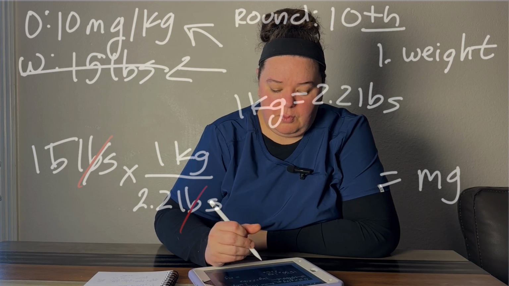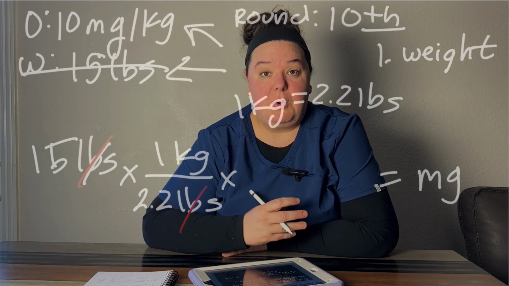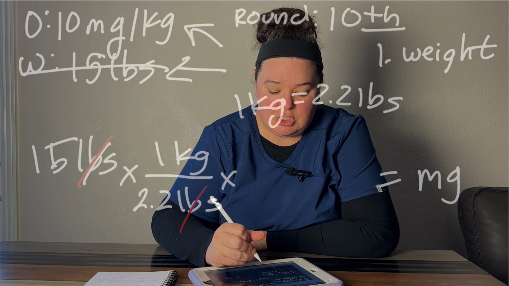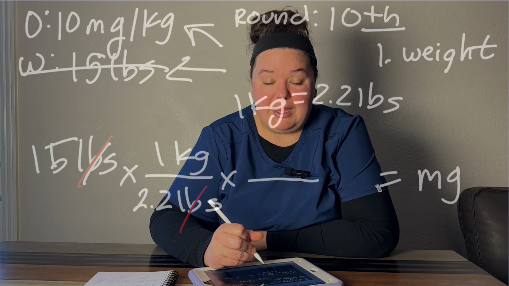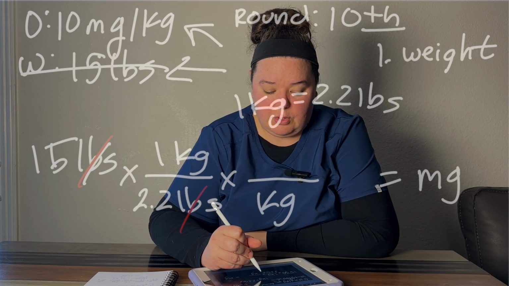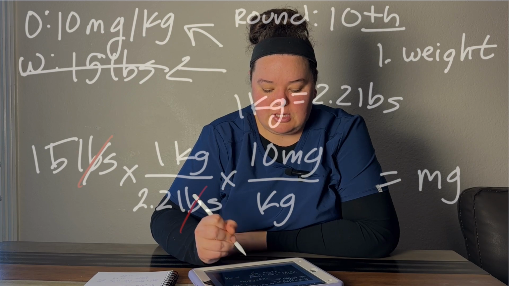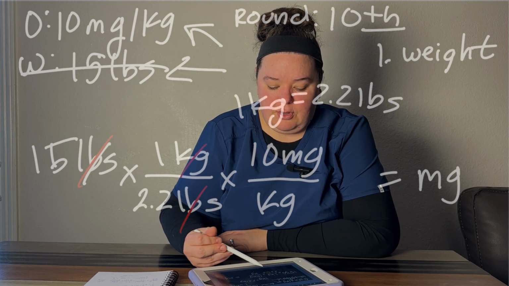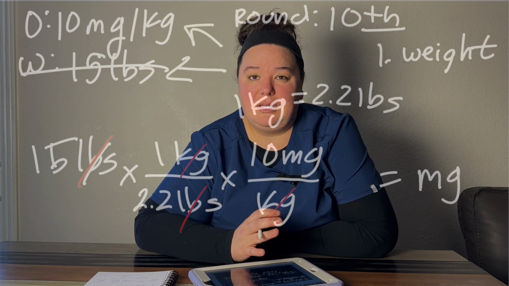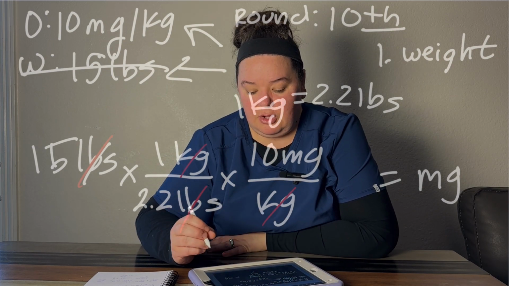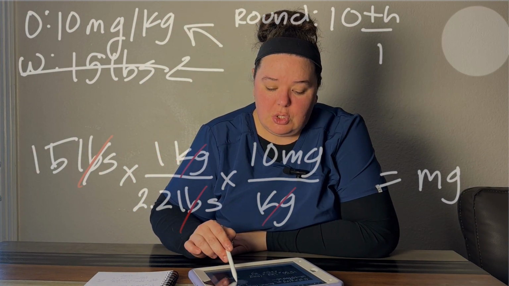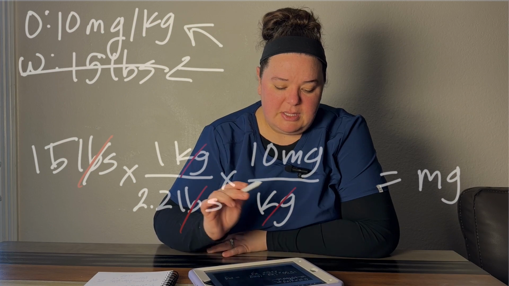And now we have kilograms on the left, but we want milligrams. And so now we can use our given information. We want kilograms to go away. So our kilogram needs to go on the bottom from our order, 10 milligrams on top. Now our kilograms cancel, and we're left with milligrams as our label on the left side of the equation and milligrams on the right, which means we're done setting up this problem. So we can go ahead and do the arithmetic now.